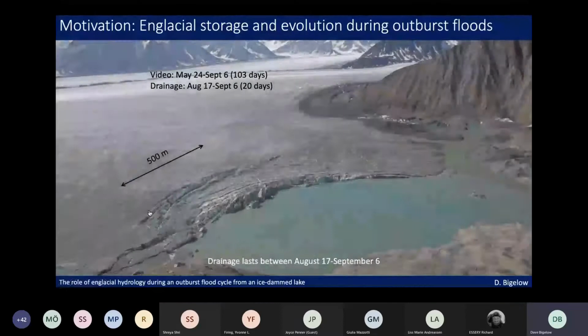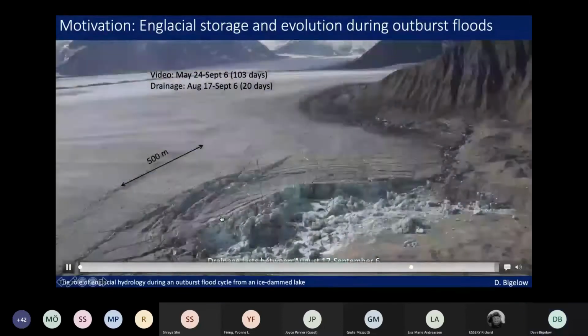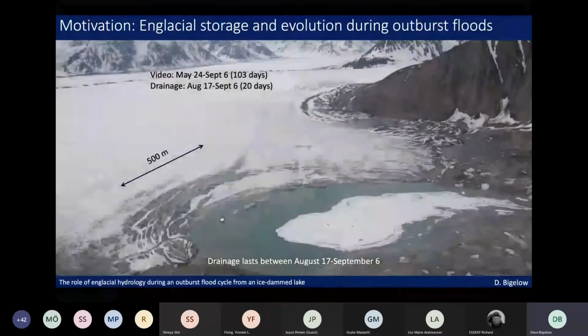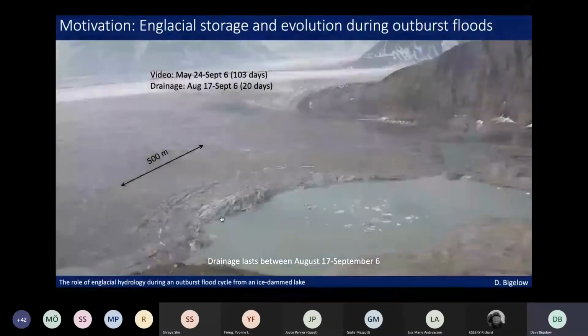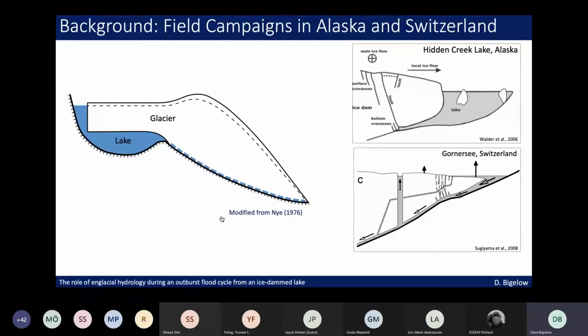Meanwhile, the ice shelf over here is gradually lifting up and forming crevasses near the ice front. Eventually, around August 17th, the lake drained critically, losing approximately 50 million cubic meters all at one time. So really what we wanted to understand was the Englacial hydrological system during this process.